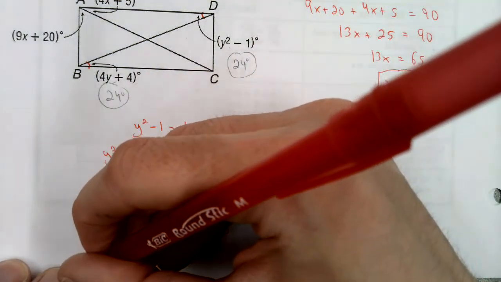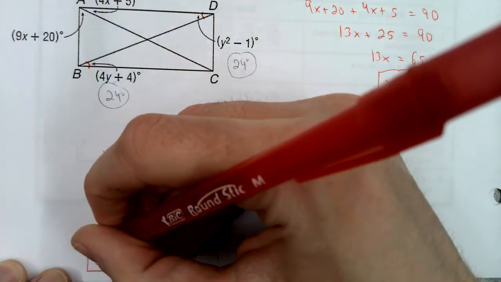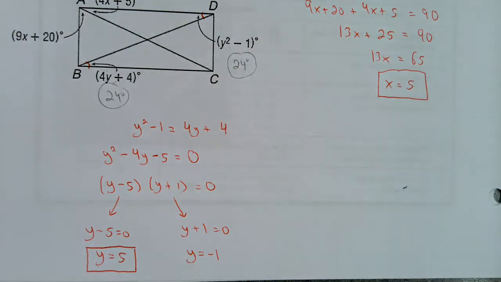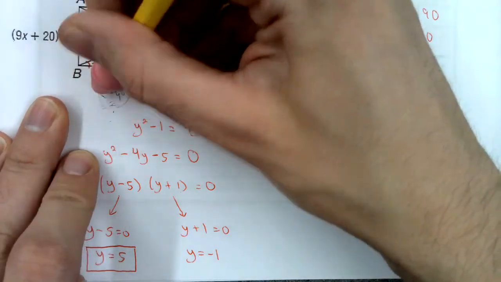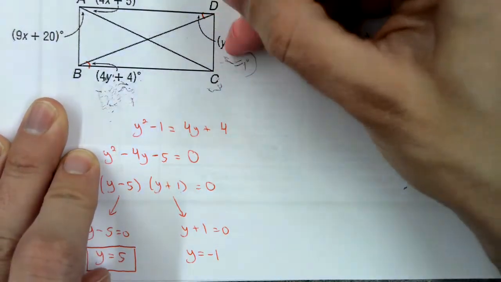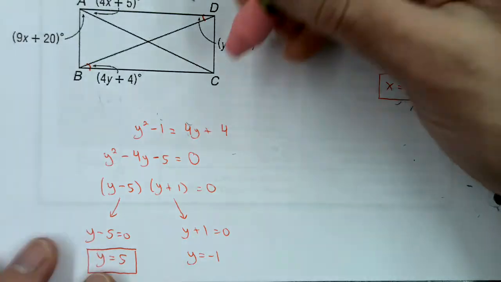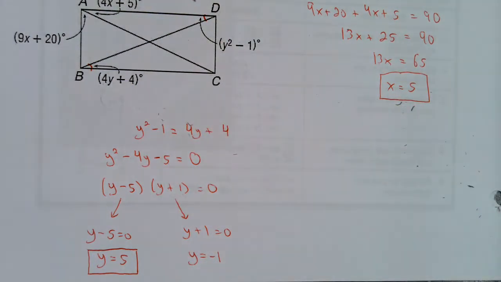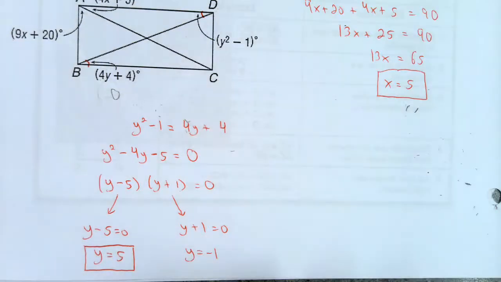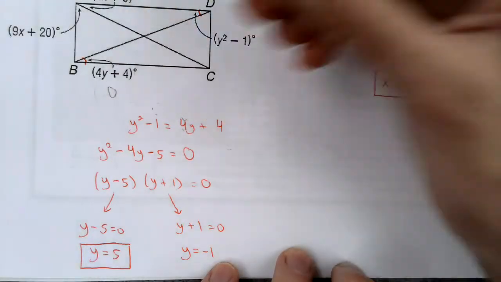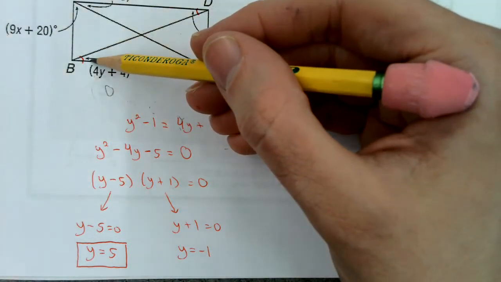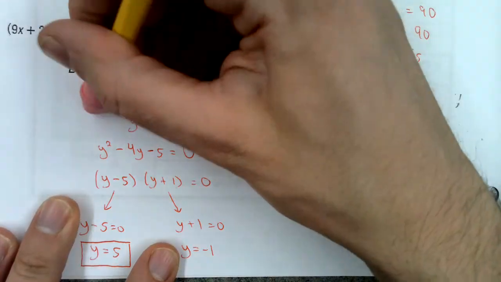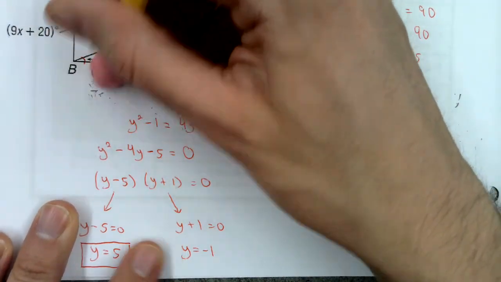Okay, I'll circle that, or box that in. And now let's test the other answer. When y is negative 1, 4 times negative 1 is negative 4, plus 4 equals 0. You cannot have an angle at 0 degrees in this problem. That angle is not possible. So it means y equals negative 1 is called an extraneous solution.